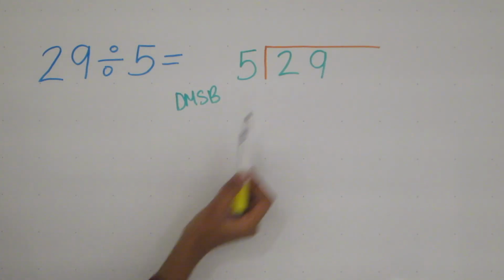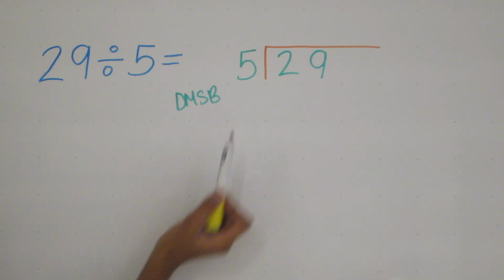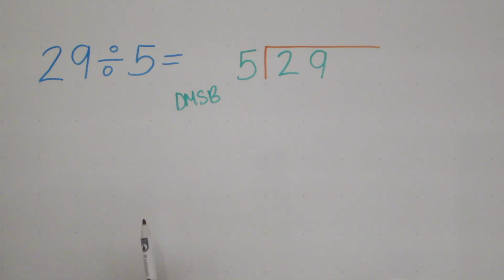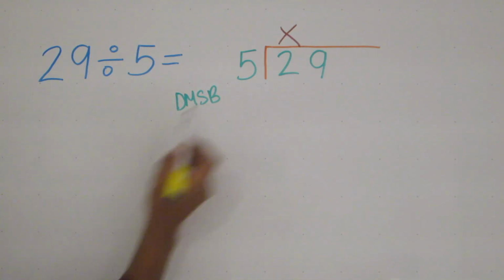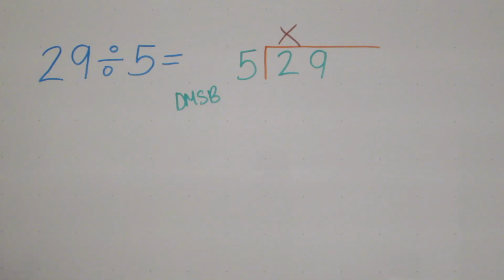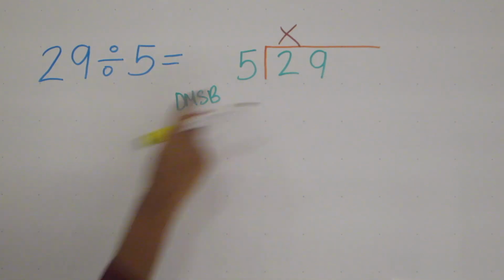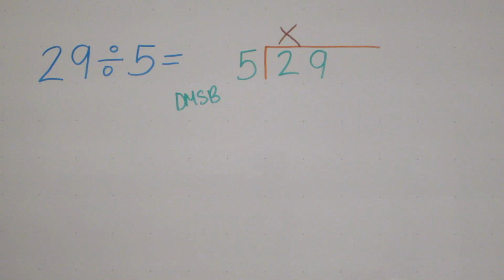So first we're going to start with division. 2 divided by 5. How many times can 5 go into 2? We're going to put an X on top because 5 can't go into 2. So now we're going to work with 29. How many times can 5 go into 29? So 5 times 5 is 25, and 5 times 6 is 30. 30 is too high, so that means that 5 can go into 29 5 times. So we're going to write 5 on top.